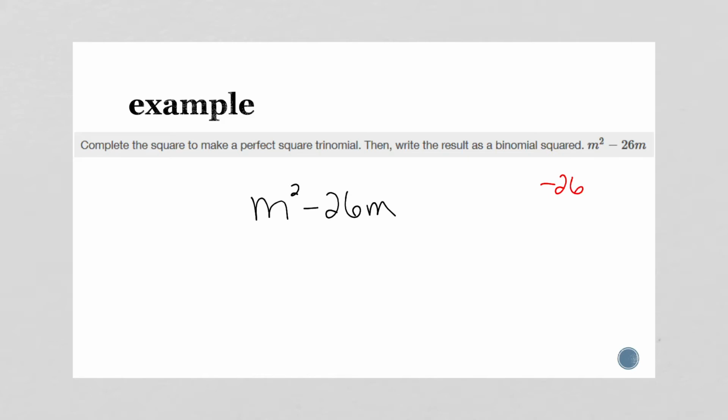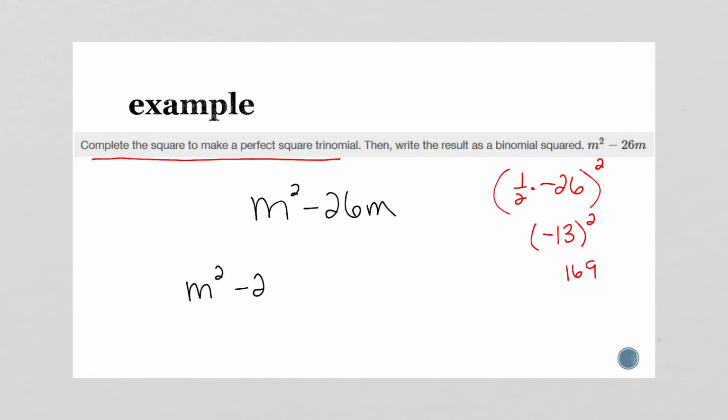Now, the first thing you want to do is take half of that number, and after you do that, then you want to square that number. So half of negative 26 is negative 13. And then we want to square that number, which is 169. Now, it says we want to complete the square to make a perfect square trinomial. So we would have m squared minus 26m plus 169. Now we have a perfect square trinomial.